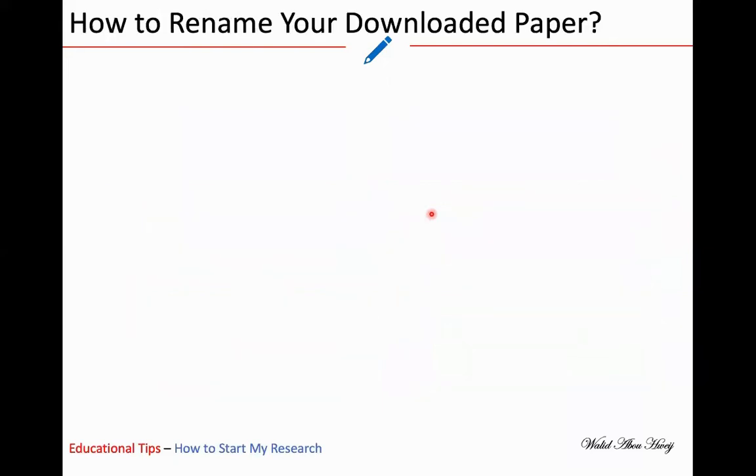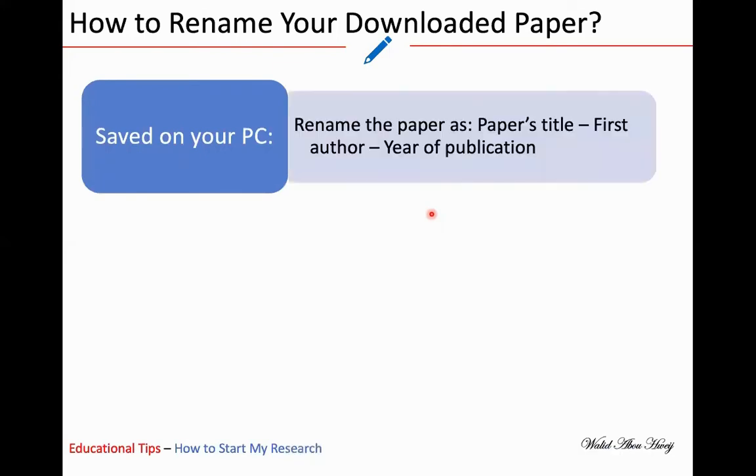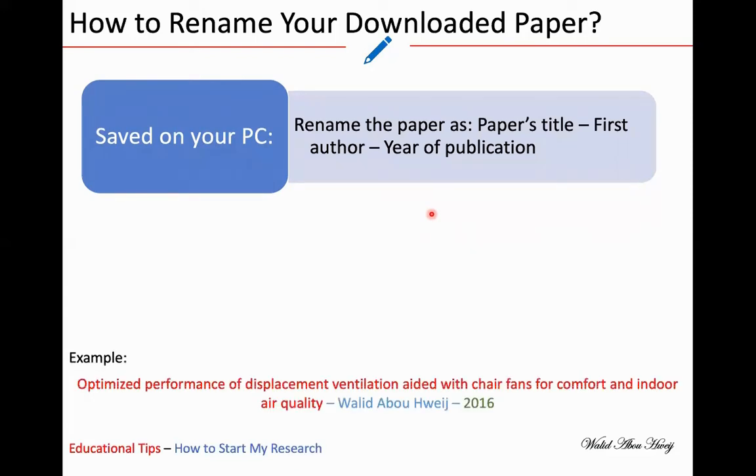So now, provided that you were able to download your paper either from your institution or if it was an open access journal so you can download it for free, it is very important to know how to save and rename this paper so you can pick it up easily. This is usually done using two different ways. Either save it on your PC and rename it. For example, rename it as follows: paper's title, followed by the first author, and then the year of publication. An example is shown below at the bottom.